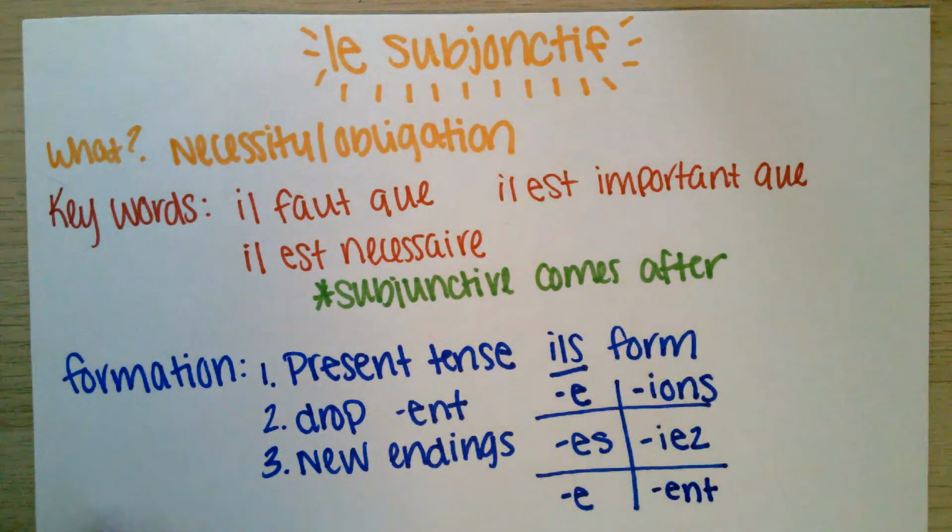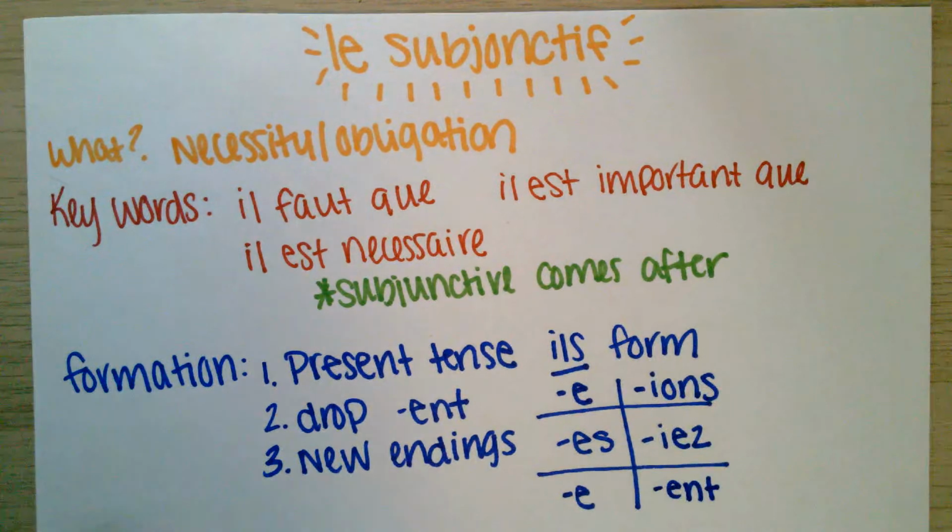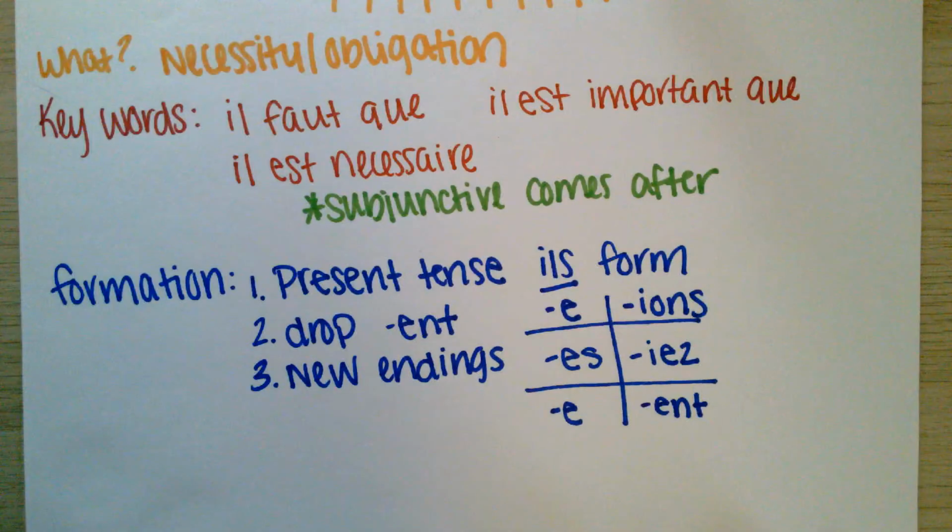These endings are a bit of a mixture between present tense er verb endings and imperfect endings. So we already know all of these endings. We just have to link them to the subjunctive. So let's go through some examples. We're going to start off with some regular verbs, and then we're going to move to some irregulars later on in the week in our next video.